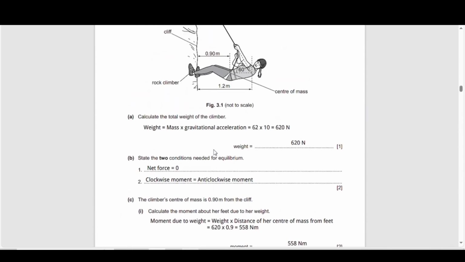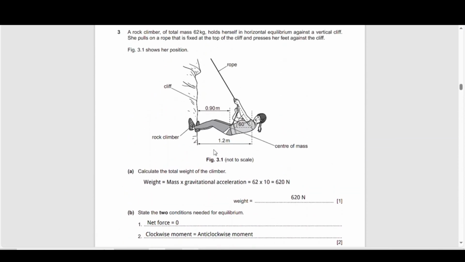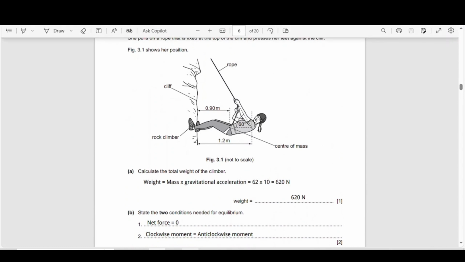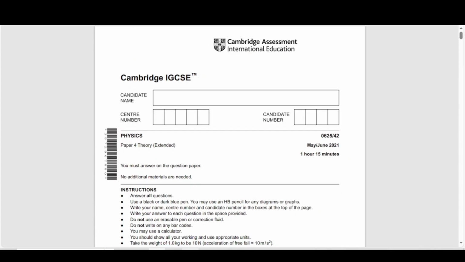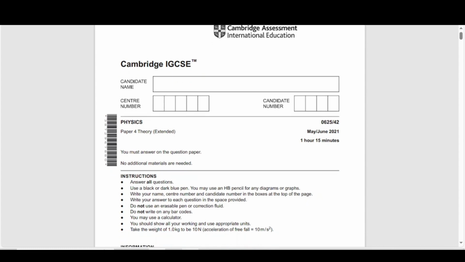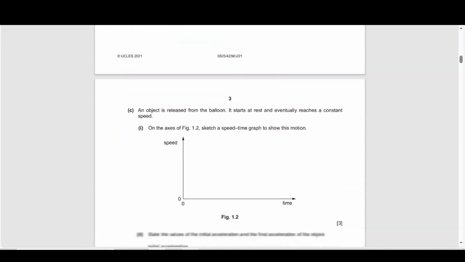So that's the last question in this paper on moments. Let me go to the next paper. So this paper is May/June 2021, variant 4.2. So if you try to find the question on moments.